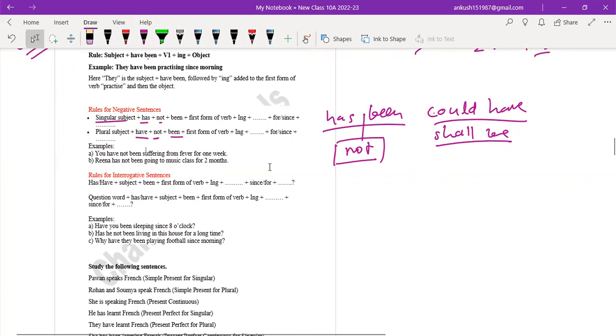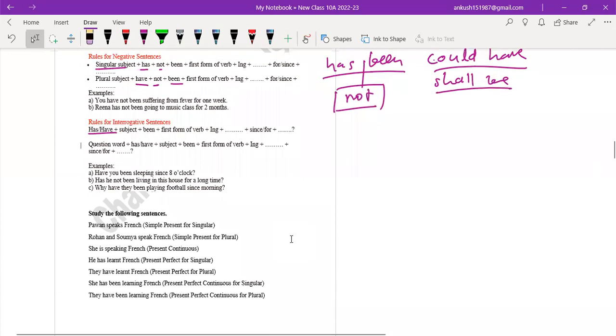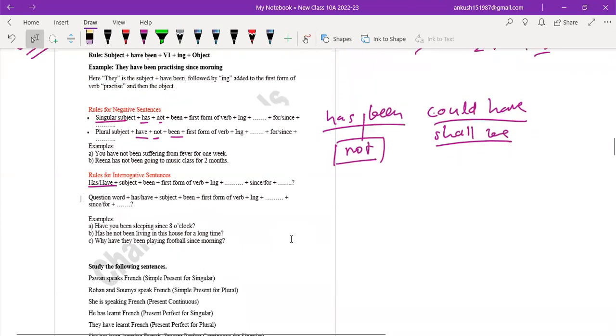Interrogative sentence of this tense is very simple, as we saw in the last subtype of tense. Have you got it? You have just put the helping verb in front of the main subject, and the things which are given there or structured there, you have to put as it is. Only the place of the helping verb would be changed.